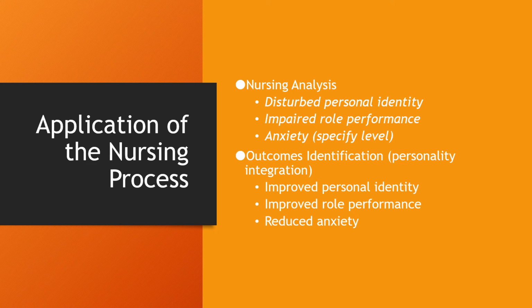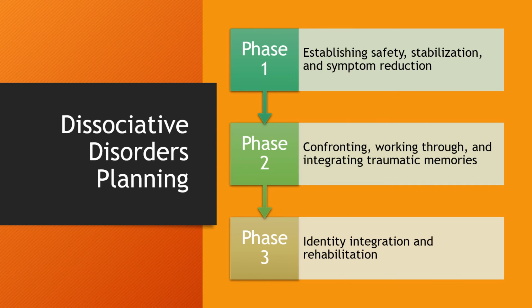After thorough assessment, we can prioritize our findings. Some of the analysis noted may include disturbed personal identity, impaired role performance, and anxiety. Again, we're going to specify which level they're at. And then, of course, those outcomes are going to be based on the prioritizations and include improved personal identity, improved role performance, and we're going to decrease anxiety. The setting and presenting problems influence the planning of nursing care.